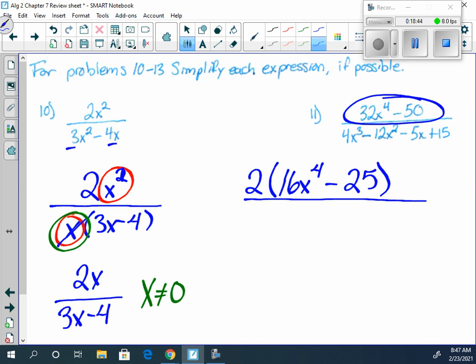Now, the denominator is going to be a little bit more tricky, because we're going to be factoring by grouping. So I'm going to group them together, 4x cubed minus 12x squared. And when I look at 4x cubed minus 12x squared, I know that 4 and 12 do have a greatest common factor of 4. X cubed and x squared have a greatest common factor of x squared. And we're going to factor it out of that too.